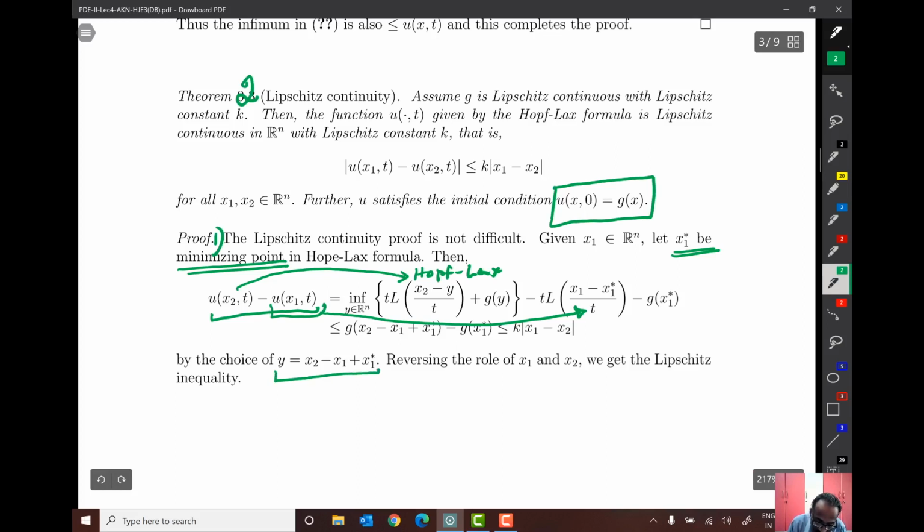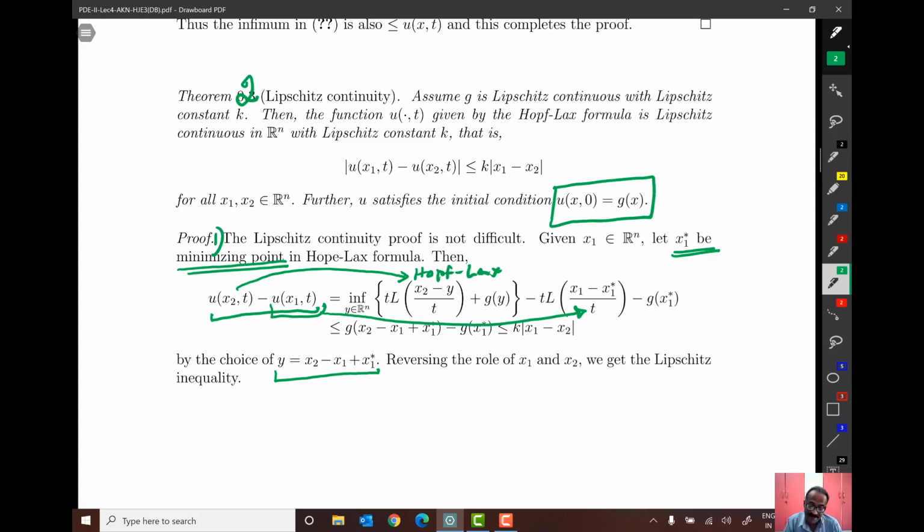If I choose my y here, x2 will get cancelled and I will get x1 minus x1 star, so this term will get cancelled. So this will be less than or equal to, since this is an infimum, this is true for any y. Because this is on the positive side, I can choose for the infimum anything. Because of the minus in the second term, I have a problem. So I choose y equal to x2 minus x1 star, minus g(x1). And g is Lipschitz continuous, so this will be less than or equal to K times this minus this. And x1 star and x1 star cancel. So you get u(x2,t) minus u(x1,t) bounded.